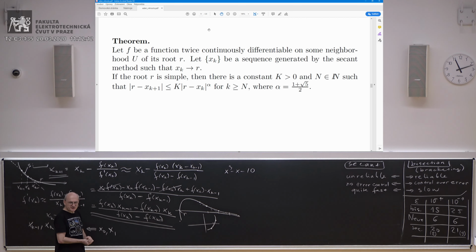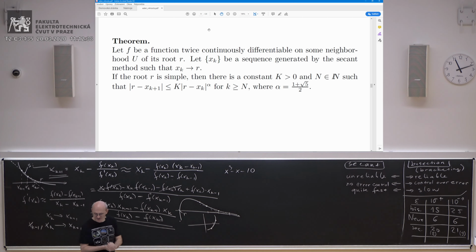We have a function which is twice continuously differentiable. We don't actually need it for the secant method, but we need it if we want to analyze the error. So that's just a mathematical restriction. Now we have a sequence generated by the method which is convergent. We have to assume it because, as we saw, it may happen that we don't have any convergence.